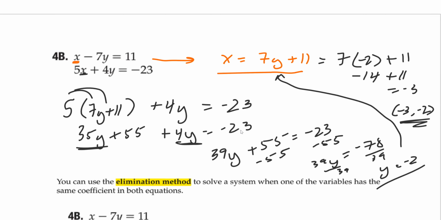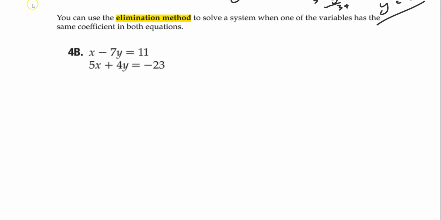So we're going to do the exact same problem we just did, now by elimination. Now the goal with elimination is you want to eliminate one of the variables. So you can multiply a whole row by a number, or both rows by numbers, to eliminate a variable.